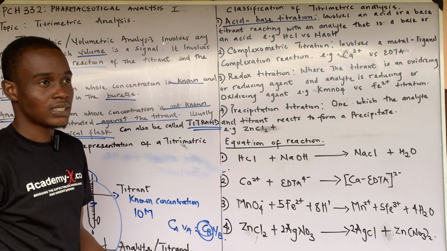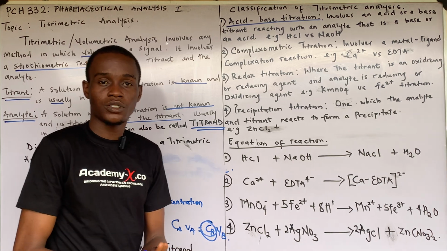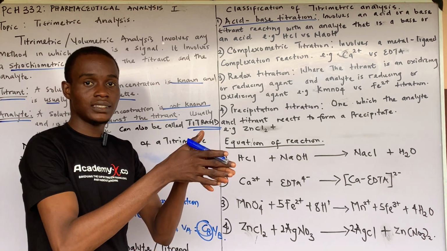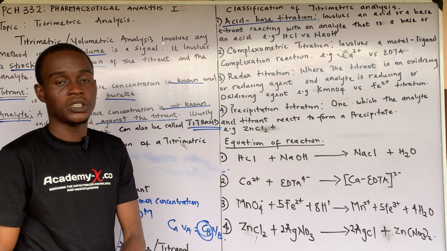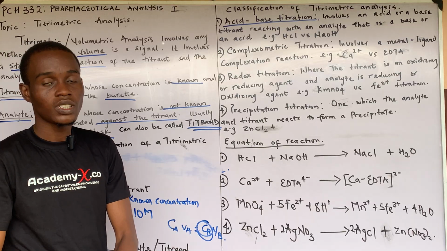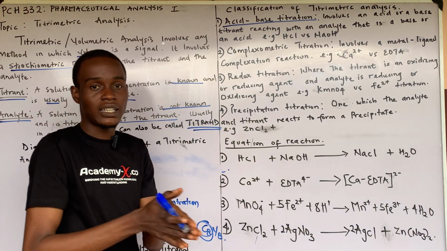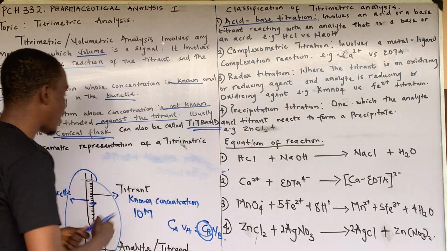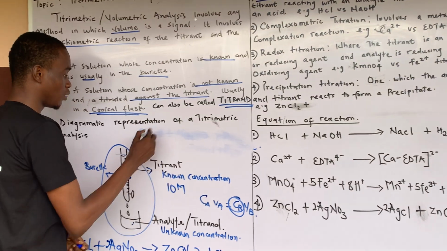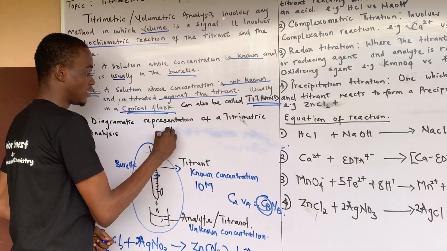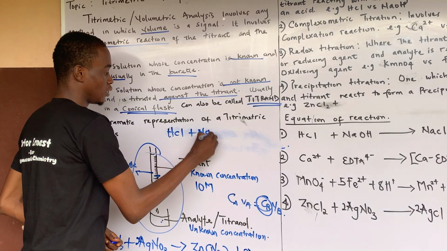What this simply means is that if you have your titrant as an acid, definitely your analyte should be a base. Then if you have your titrant as a base, your analyte should be an acid. You don't have, for example, let me use the same HCl plus NaOH.